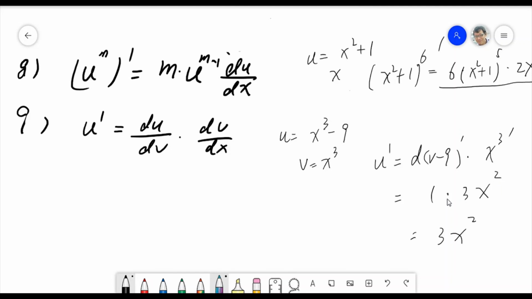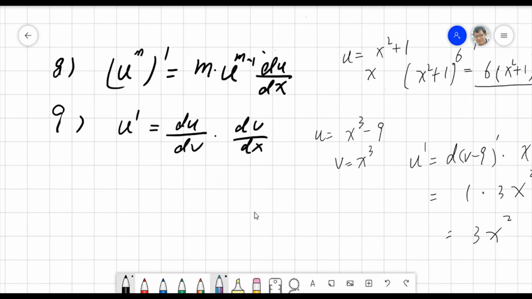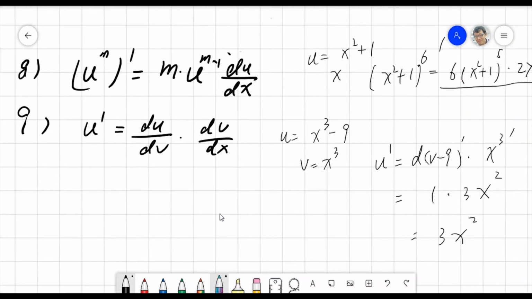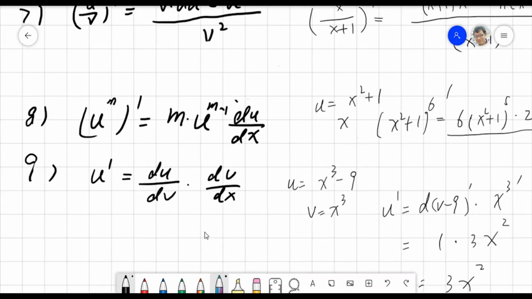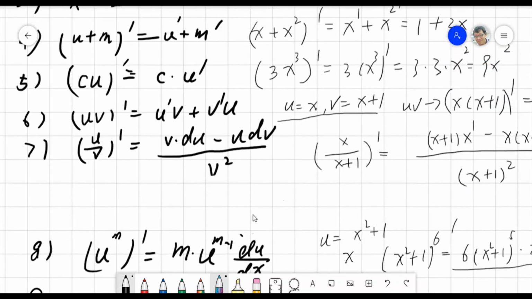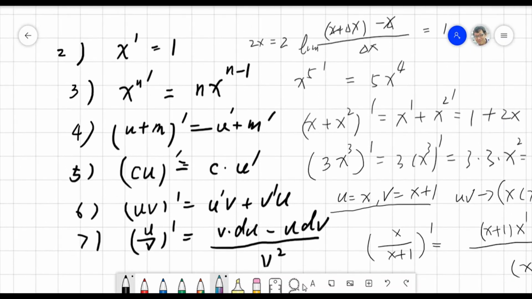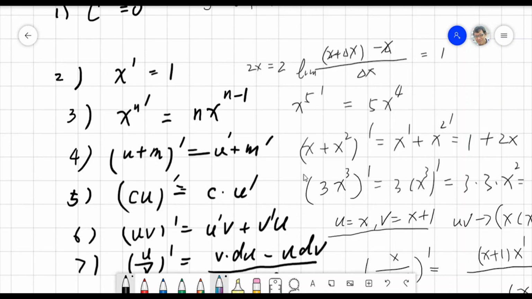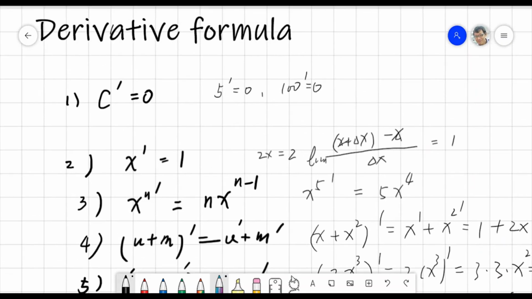Am I right? Okay, so today I just used very simple examples to illustrate these totally 9 derivative formulas. Please do some exercises at your end, and these are very useful derivative formulas.